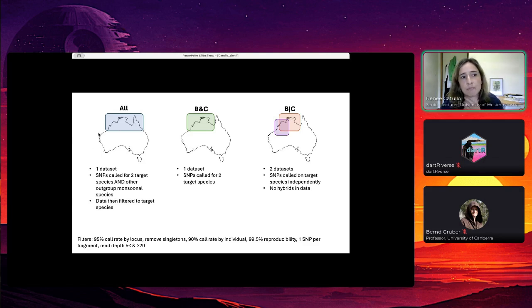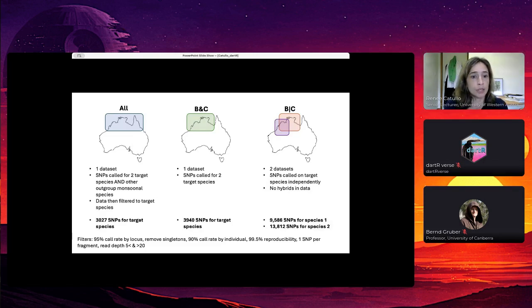So the first was both of the species plus some outgroups, so using that for phylogenetics. Another data set was on both species, Borealis and Crassa, which is B and C, and that data set was largely used to identify hybrids. And then I called SNPs independently on each species without hybrids involved to get information on diversity and demographics.